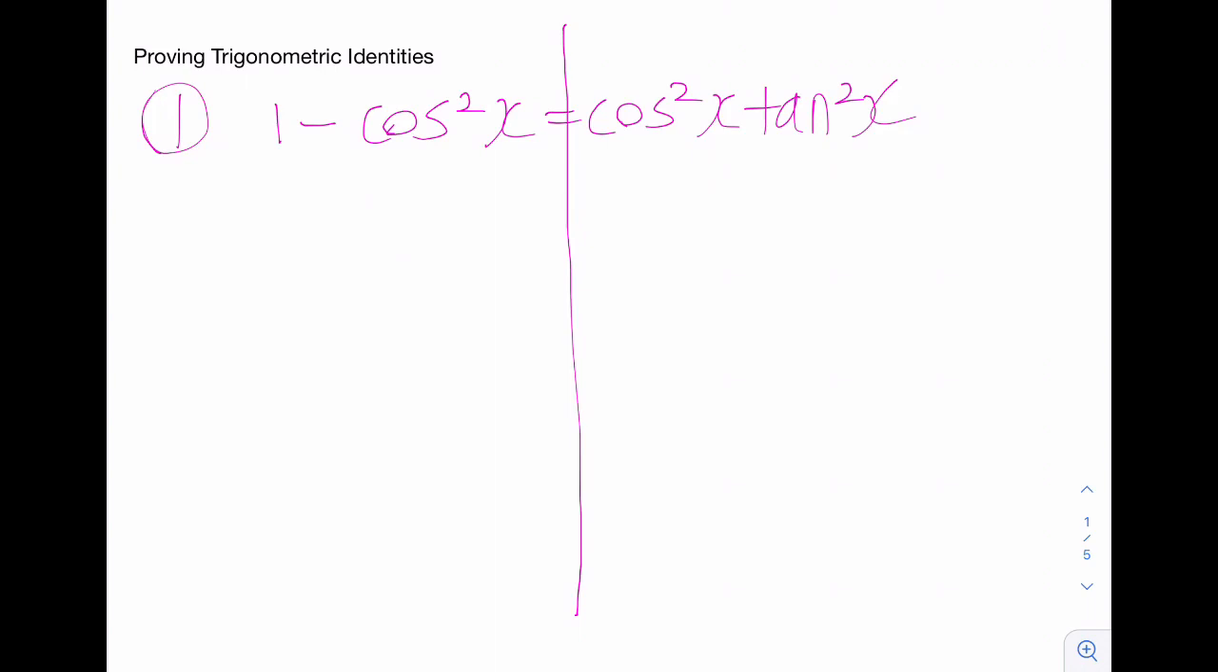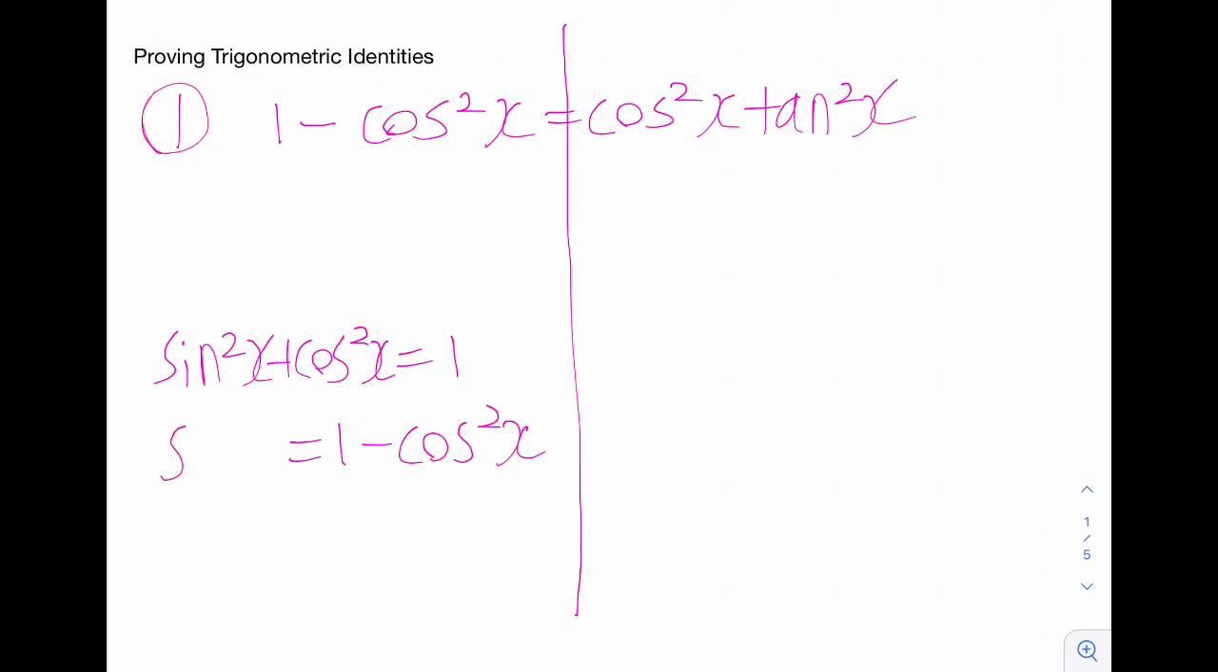So remember, sine squared of x plus cos squared of x is equal to 1. That means that if we move the cos squared to the other side, this will become 1 minus cos squared x is equal to sine squared of x. So we can rewrite this as sine squared of x, guys.